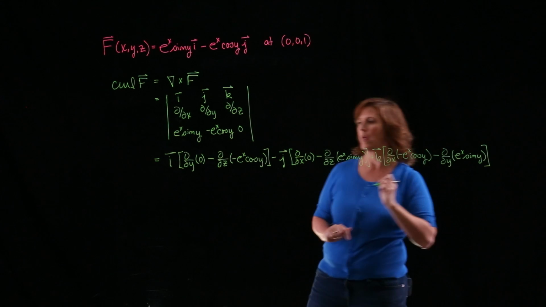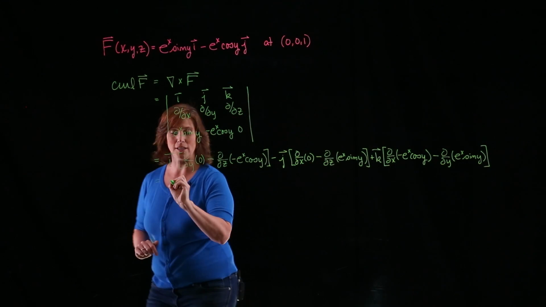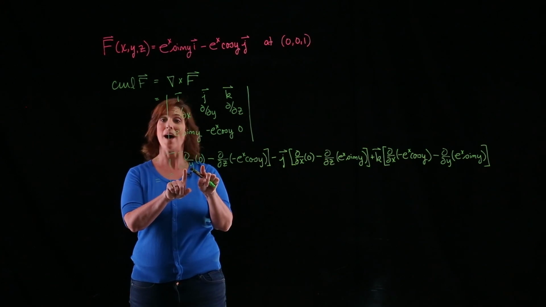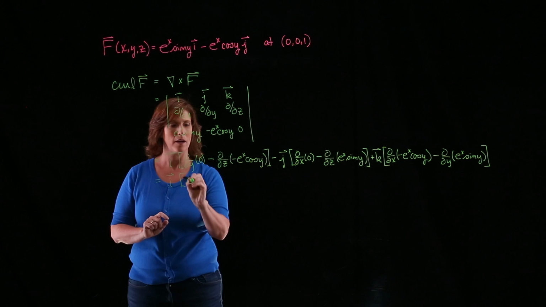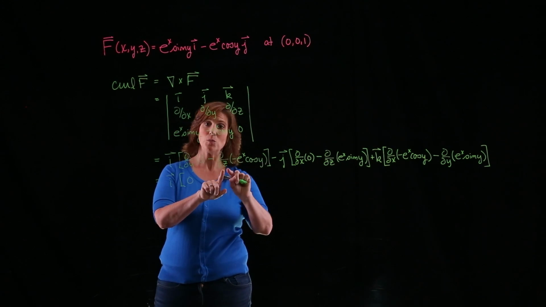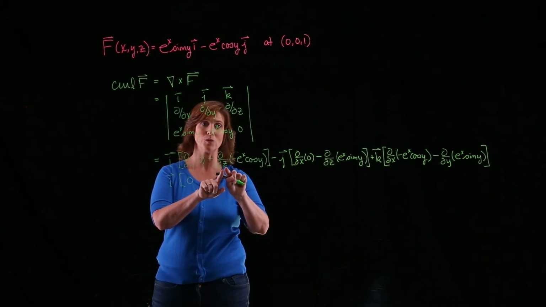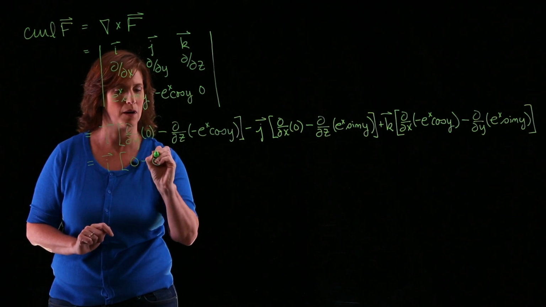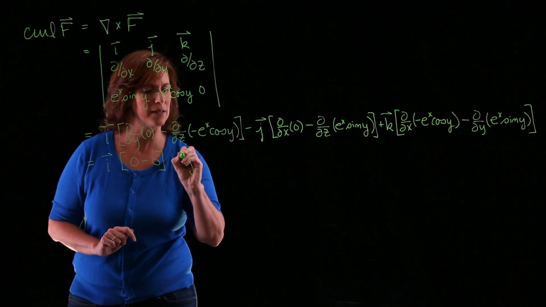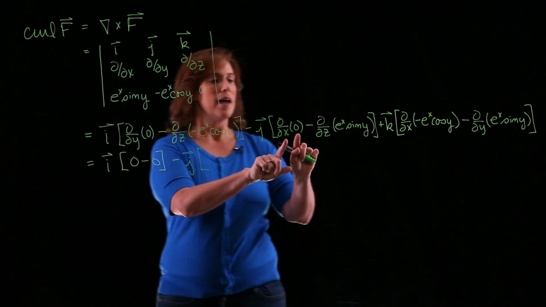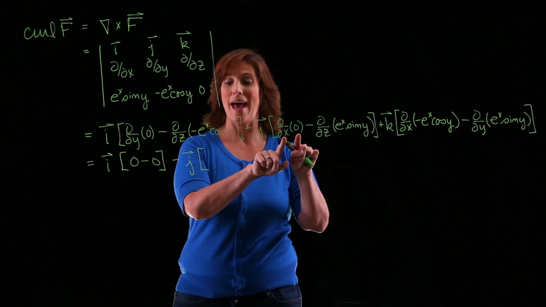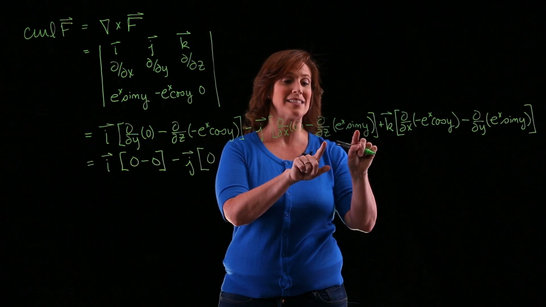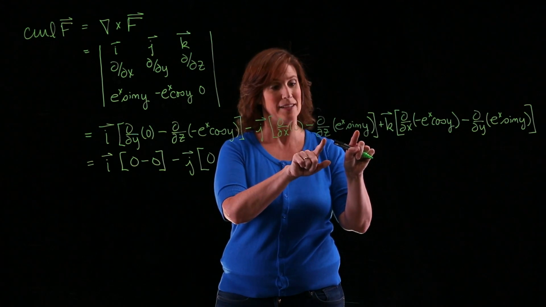All right, so now I need to do these calculations. So I still have my vector i here. The partial of 0 with respect to y, that's just 0. The partial of this expression with respect to z, remember, if I'm taking the partial with respect to z, x and y are both constants, so that's also going to be 0. I now subtract my vector j. I've got my partial of 0 with respect to x, that's 0 again. And here I'm going to have the partial of e to the x sine y with respect to z. Again, that's going to be 0.